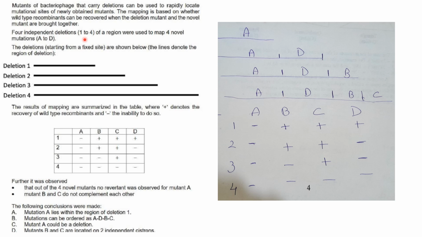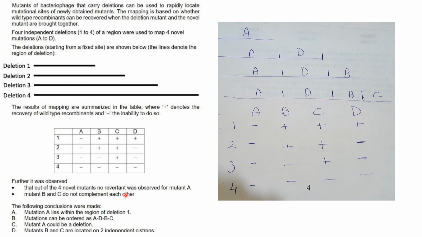For independent deletions 1 to 4 of a region, used to map 4 novel mutations A, B, C, D, the deletions starting from a fixed site are shown below. The lines denote the region of deletion. The results of mapping are summarized in the table, where plus denotes the recovery of wild-type recombinants and minus inability to do so. Further, it was observed that out of the 4 novel mutants, no relevant revertant was observed for mutant A. Mutant B and C do not complement each other.